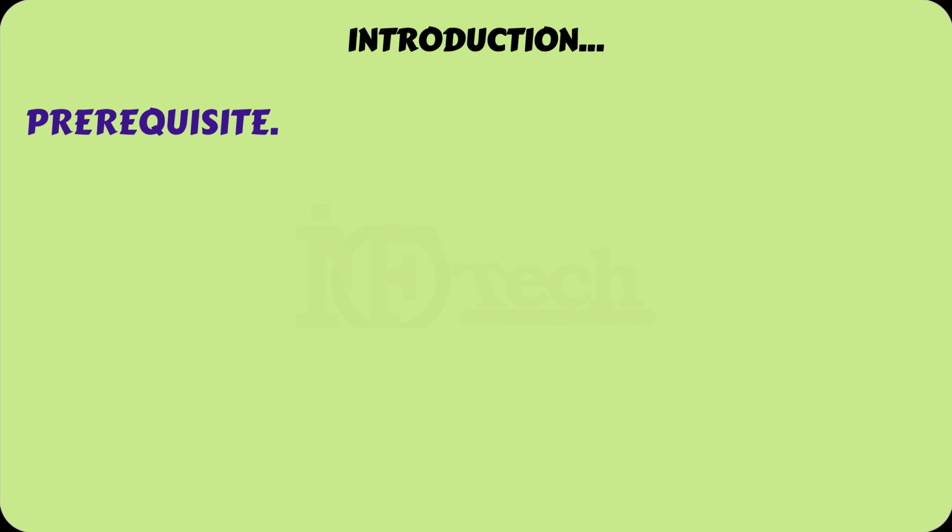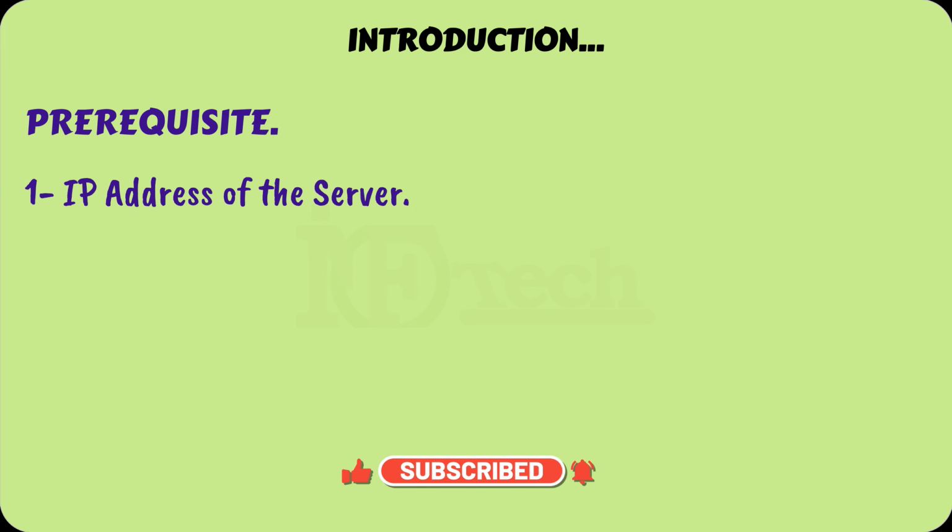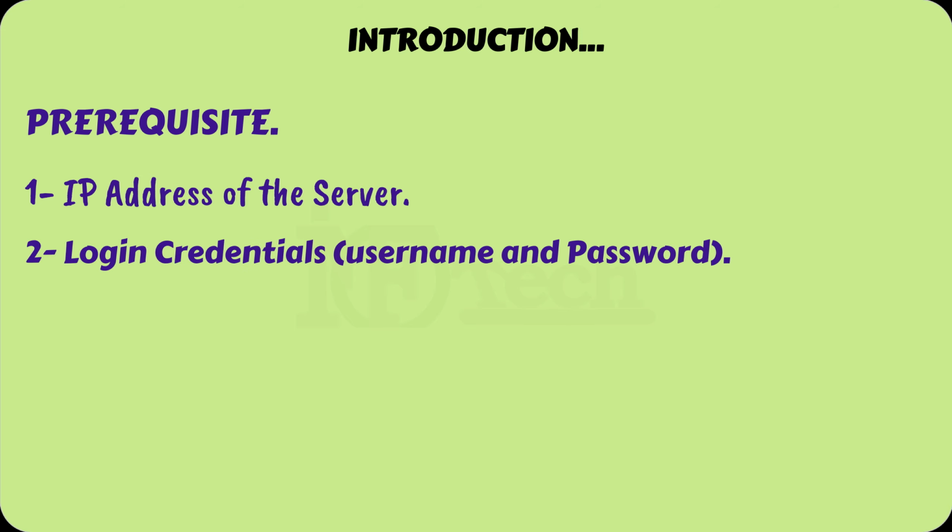Prerequisites. Before accessing the Unifi Network Server from another device, make sure the following requirements are met. Number 1. IP address of the server. We must know the static IP address of the server machine on which the Unifi Network Server application is installed. Number 2. Login credentials. We must have the correct login credentials, I mean, the username and password, to log into the Unifi Network Web Management Server.